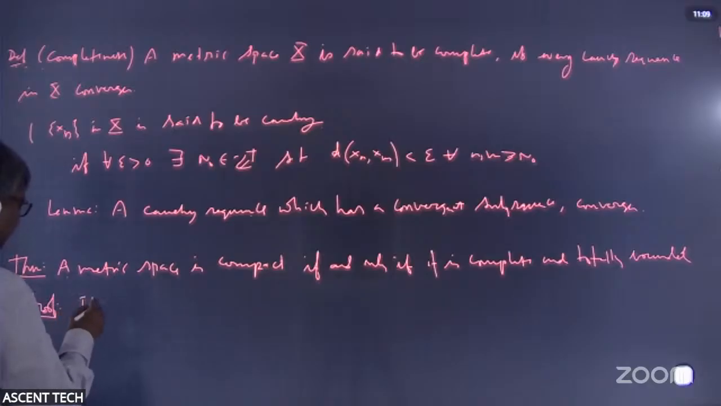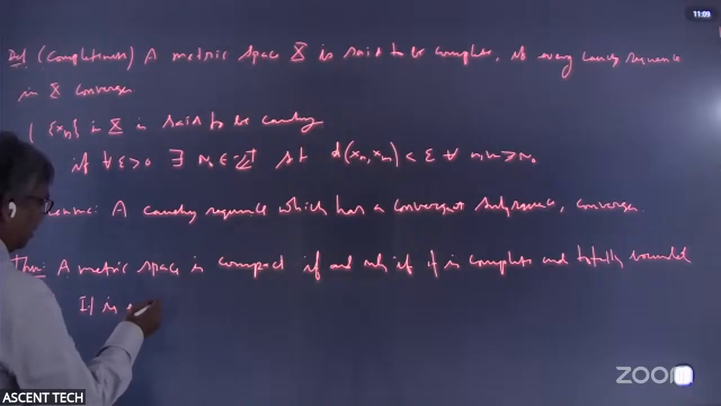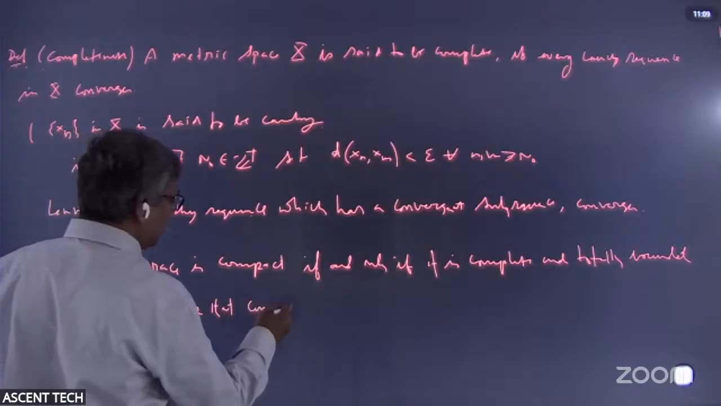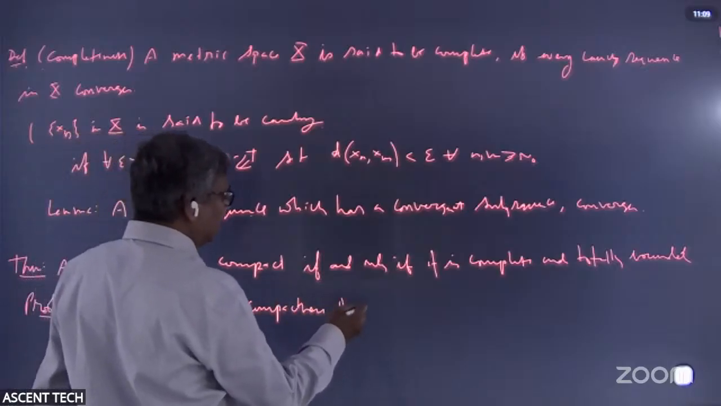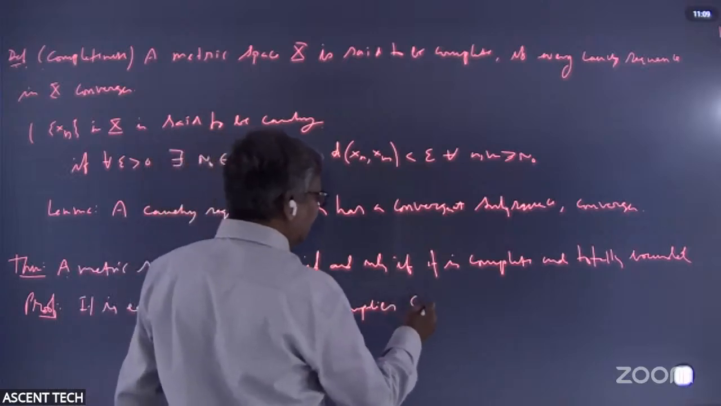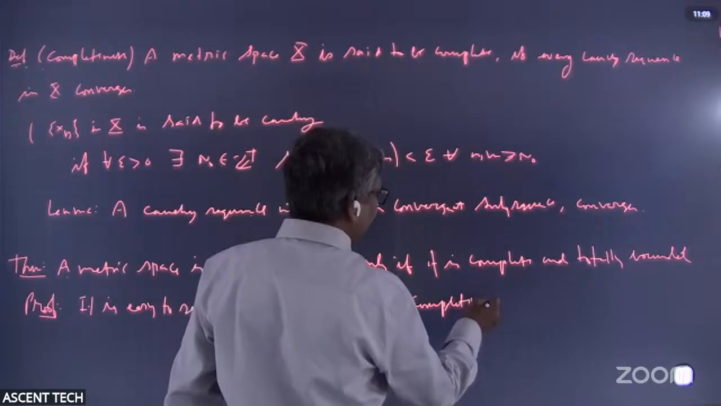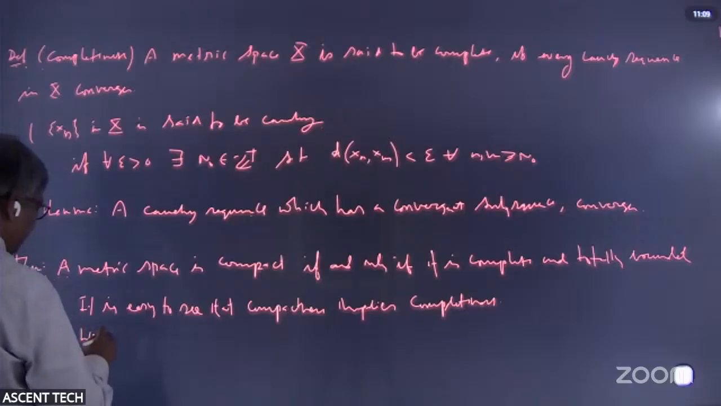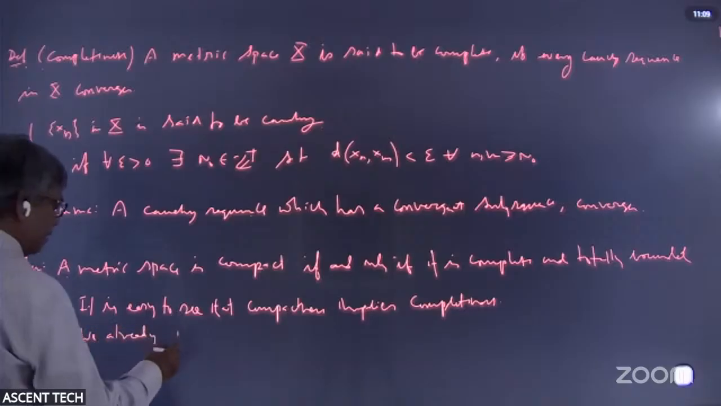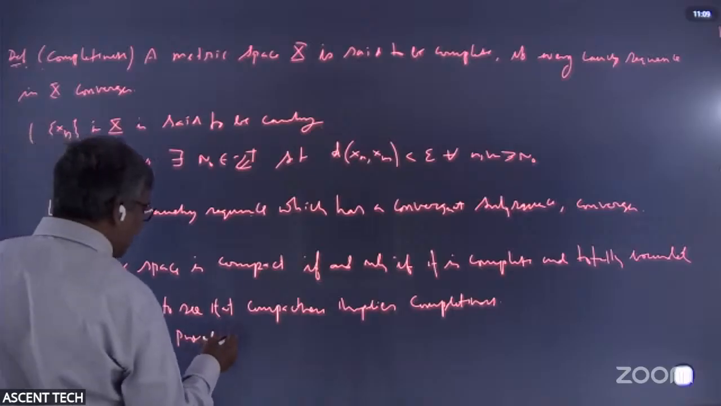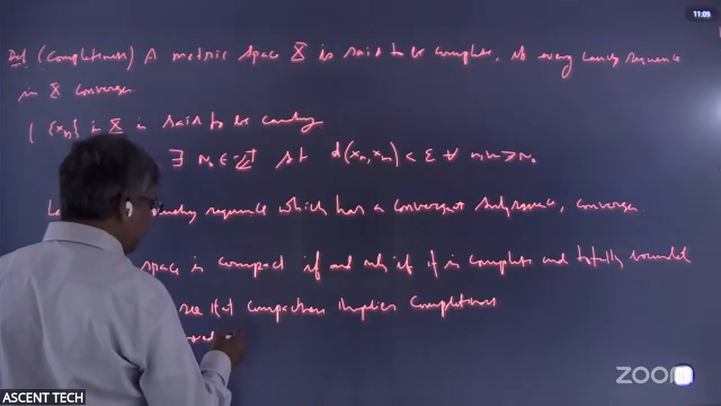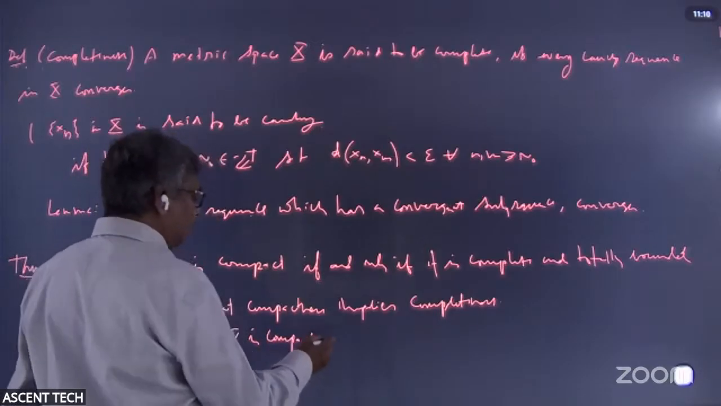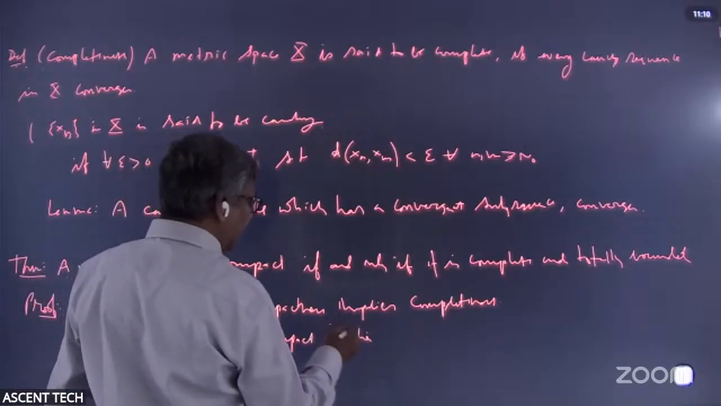So it is easy to see that compactness implies completeness. Total boundedness we proved anyway. We already proved that compact implies totally bounded. X is compact implies X is totally bounded.